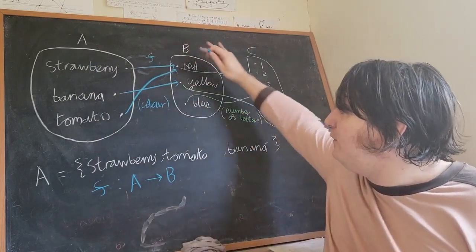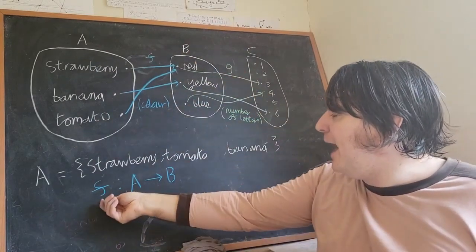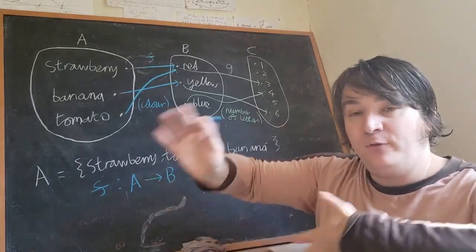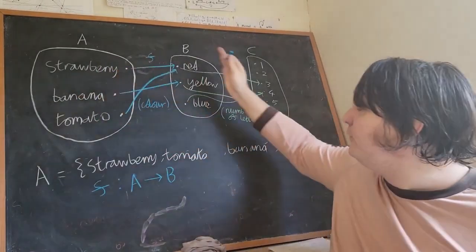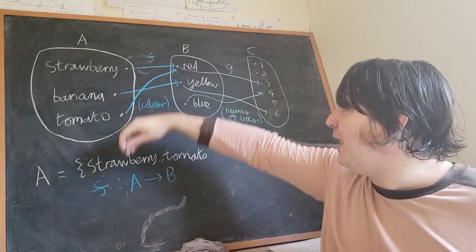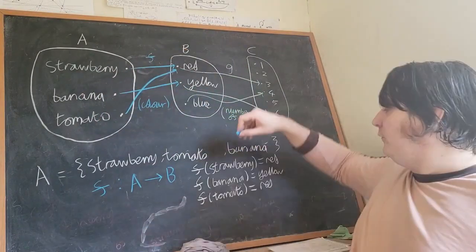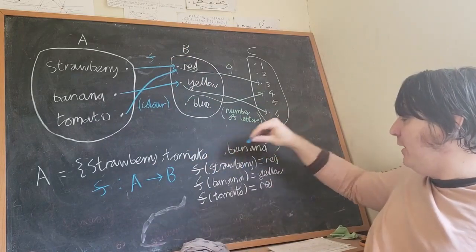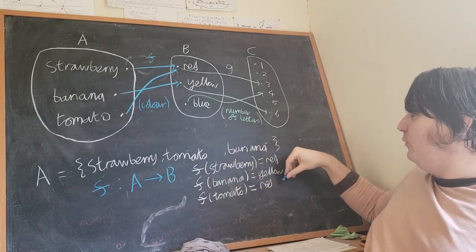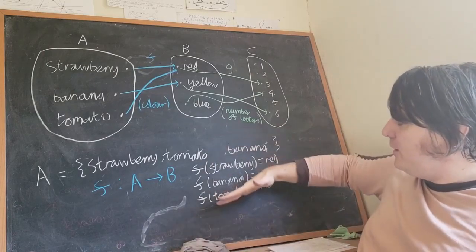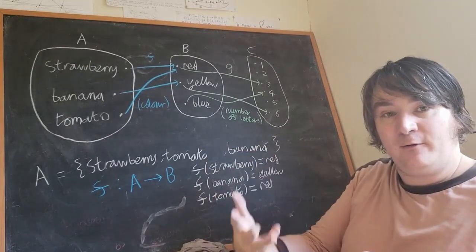The way that we might describe this formally is to say that f is a function from set A to set B, but then we still need to describe how this function works. So we'd want to say how it works on the different values. f of strawberry equals red, f of banana equals yellow, f of tomato equals red. Notice this notation, because we're going to be using it a lot.